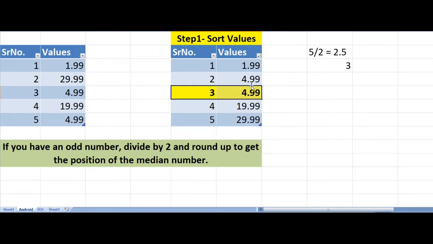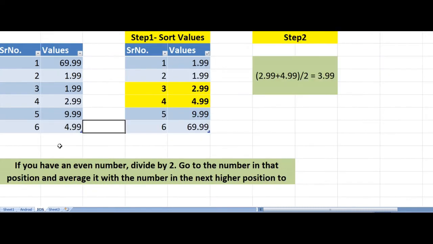Let's switch to scenario number 2. In this case, it's an even number of values. So again, the logic is first we have to sort all the values in ascending order. So here you can see 69.99 is at top, then 1.99. If we sort this in ascending order, we'll see 1.99 is at top, and then 69.99, being the highest value, goes to the bottom.